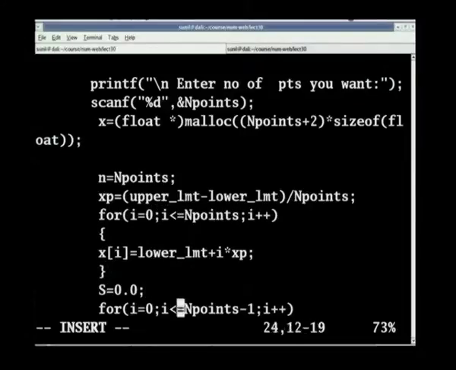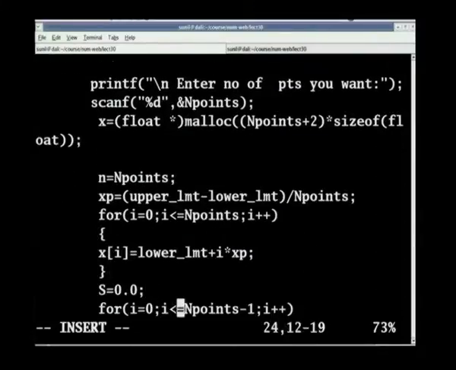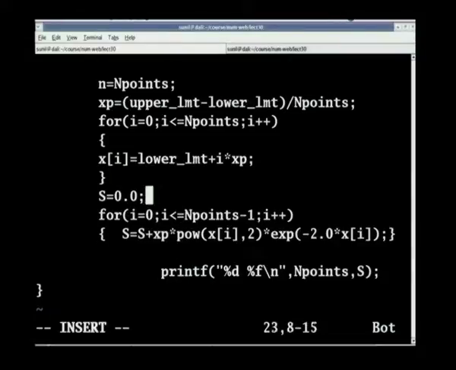And now up to this, this whole code should be common for all the methods we are going to mention here.